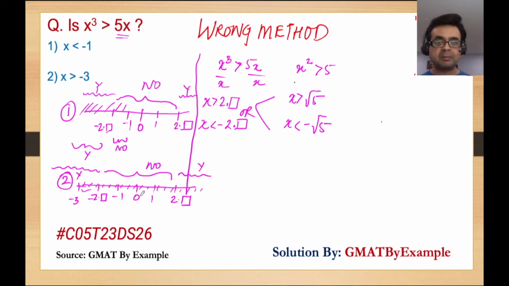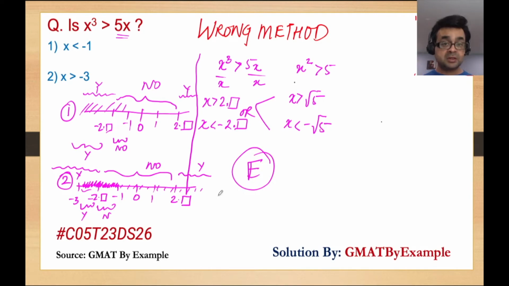In fact, when you combine these two, you would have x greater than -3, so right here, and then x less than -1, so right here. So these are the values possible for x, and here also there is this zone where it is yes, and there is this zone where the answer to the asked question is no. So again, we are getting sometimes yes and sometimes no to the asked question, which means combined statements 1 and 2 are insufficient. So you get the answer to the question as E, which is the right answer.